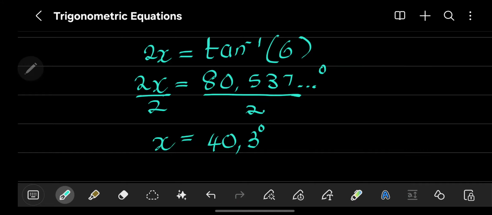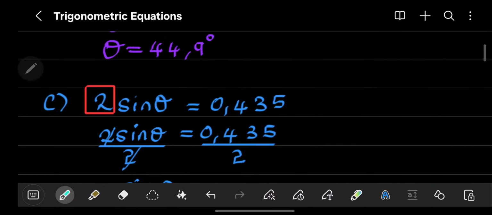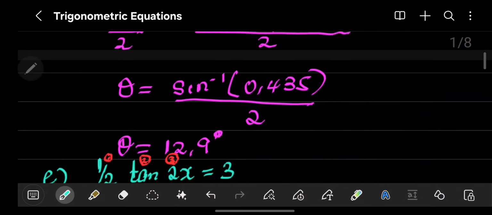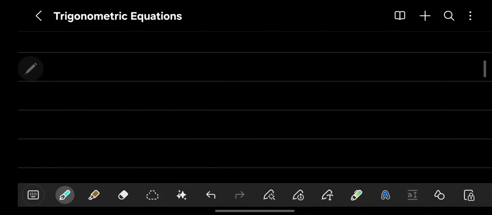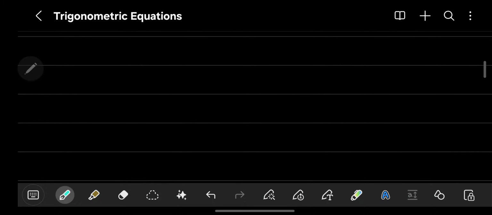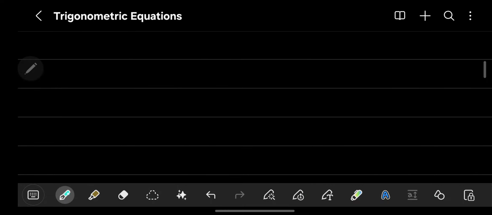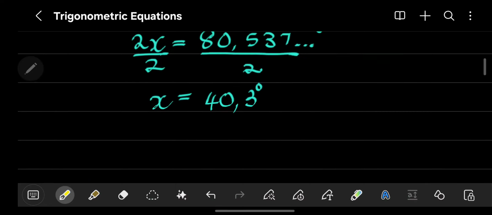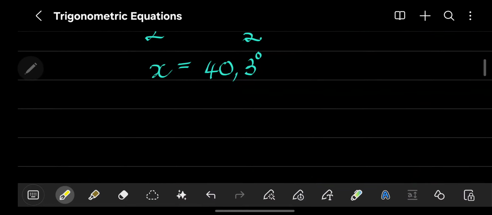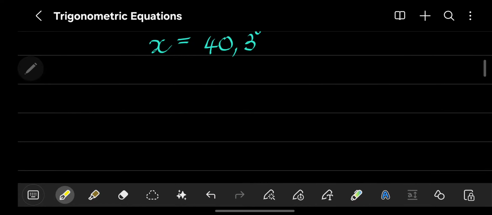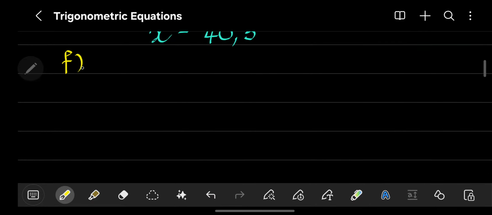Okay, so last one. Let's do the last one, and this one is everything combined. Let's call it alphabet F. Okay, this is our last one, alphabet F. So for alphabet F, what do we have?